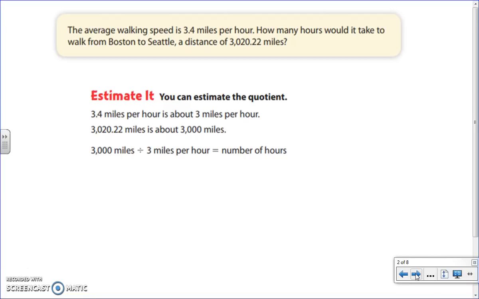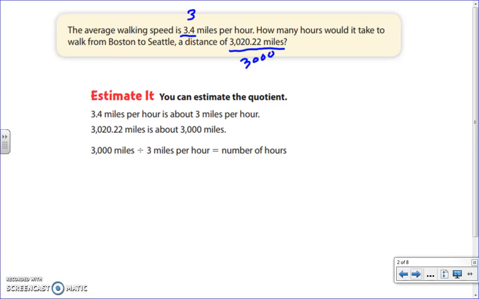So I guess what we could do is we could start by estimating. And when you estimate for something like this, just get a ballpark figure. You really want to estimate to numbers that are close, that are easily calculable. So in this case, 3,020 and 22 hundredths would be like 3,000, and 3 4/10 would be like 3.